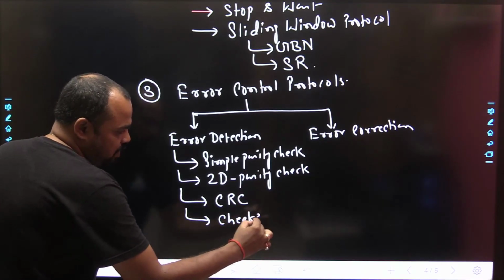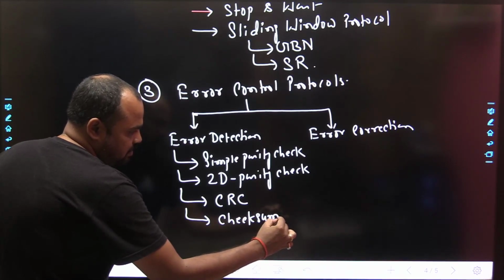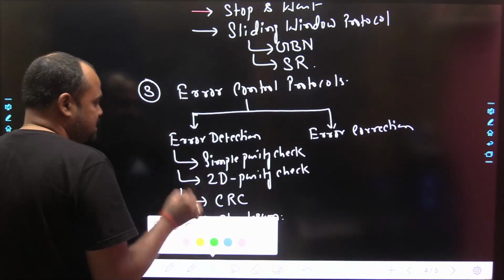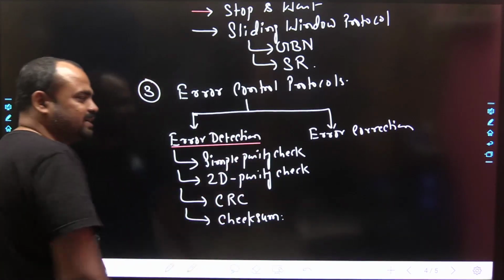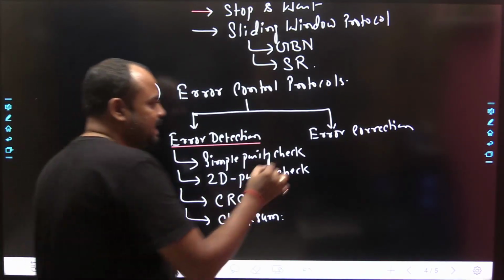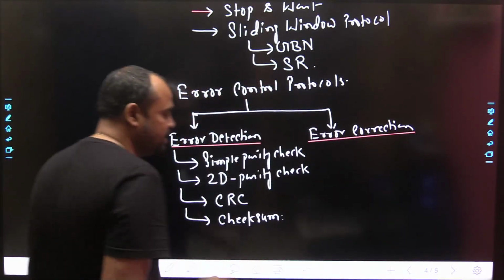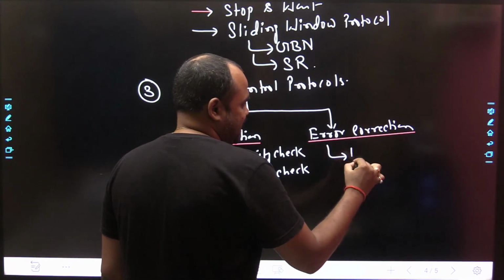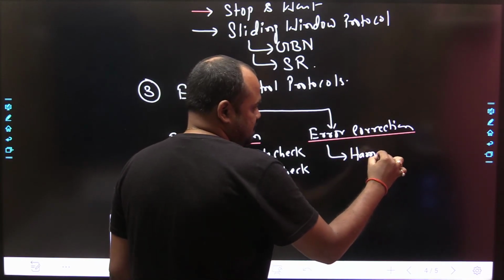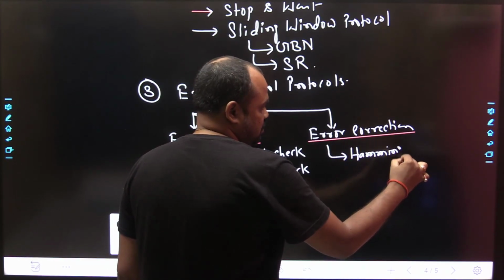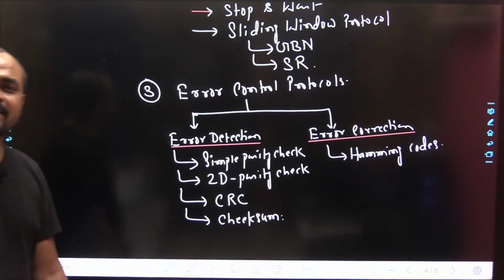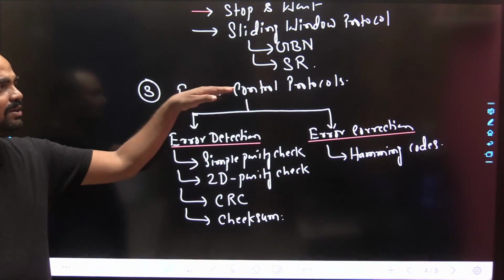So these are the topics that we have to study inside the error detection technique. Okay, so in error correction technique we have to study only one thing, that is the Hamming code. So these are in our syllabus inside the error control protocol.